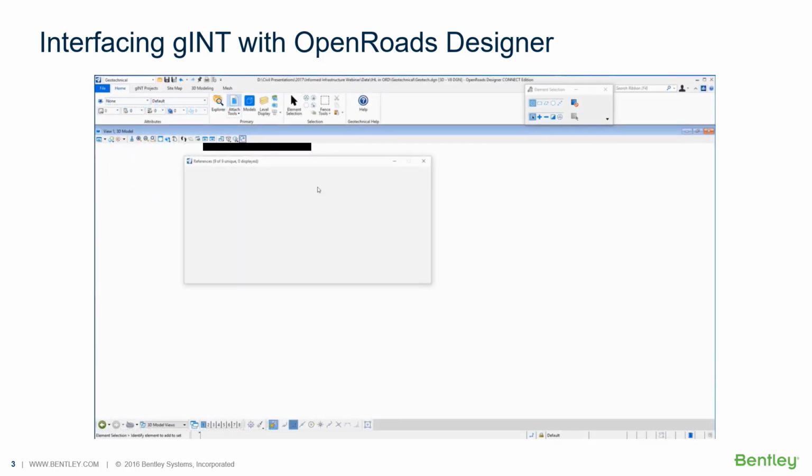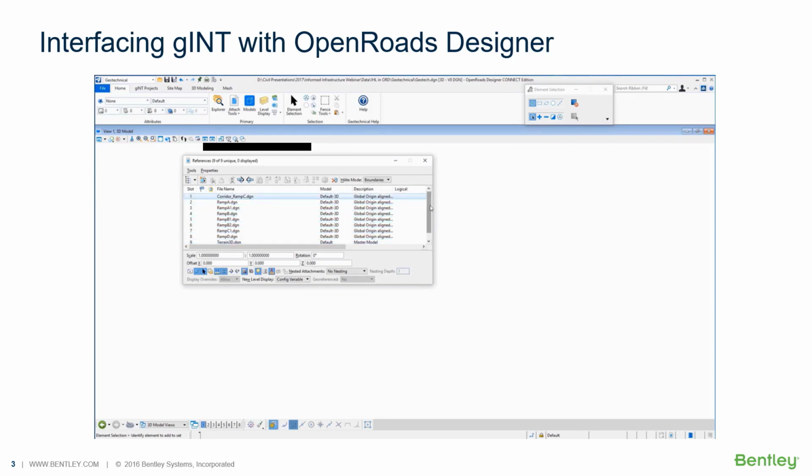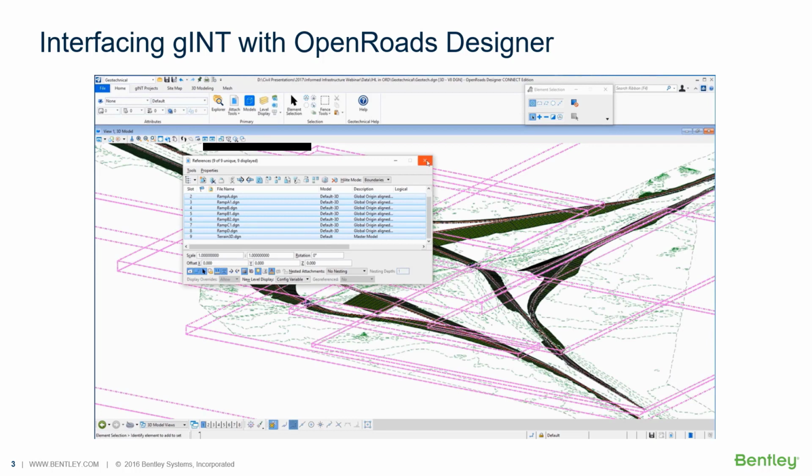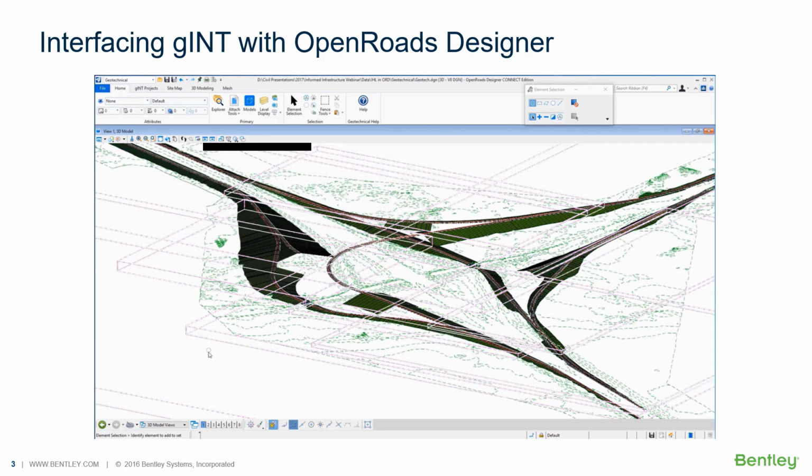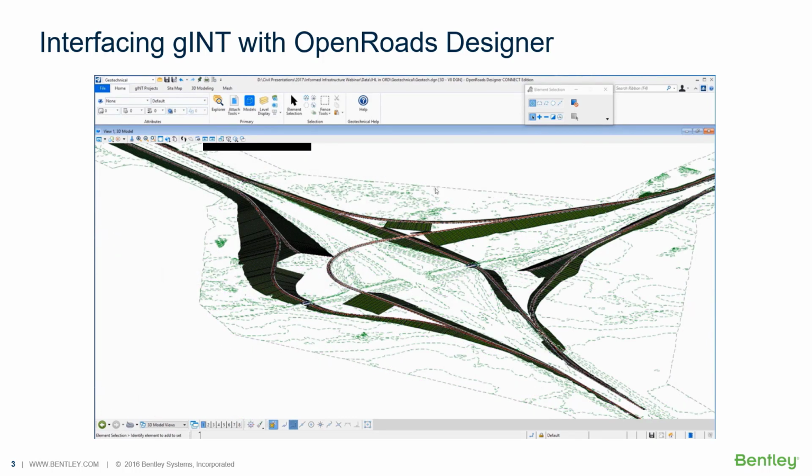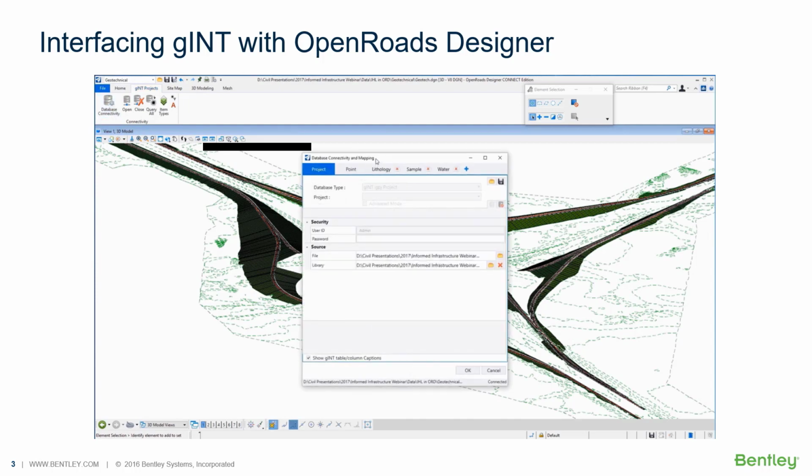Now let's take a look at one example. Inside of OpenRoads we have multiple references. I mean, this is kind of a BIM workflow. If people are aware of this, I think you guys would understand this. So after you reference the terrain file, we're going to go to our gINT projects, and we're going to connect the database.